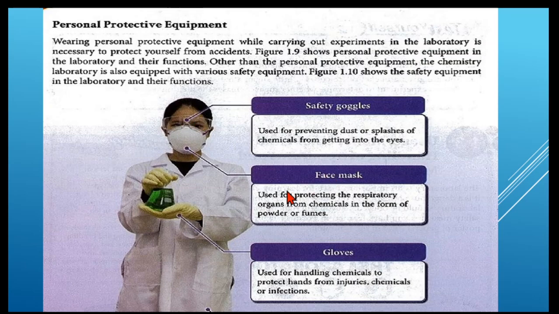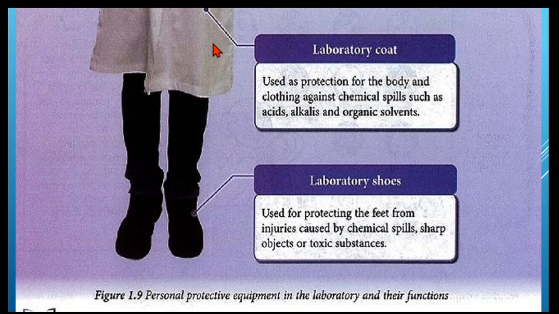Okay, and then also ada face mask, to protect our respiratory organs from apa-apa saja chemical lah, sama ada fume, wasap, powder, ataupun liquid. And then gloves. Gloves is to protect our hand from any injuries. And then this is lab coat to protect our body lah, and also our clothing. Mana tahu ada chemical spills kan, acid kah, alkali kah, semua itu adalah to protect our body.